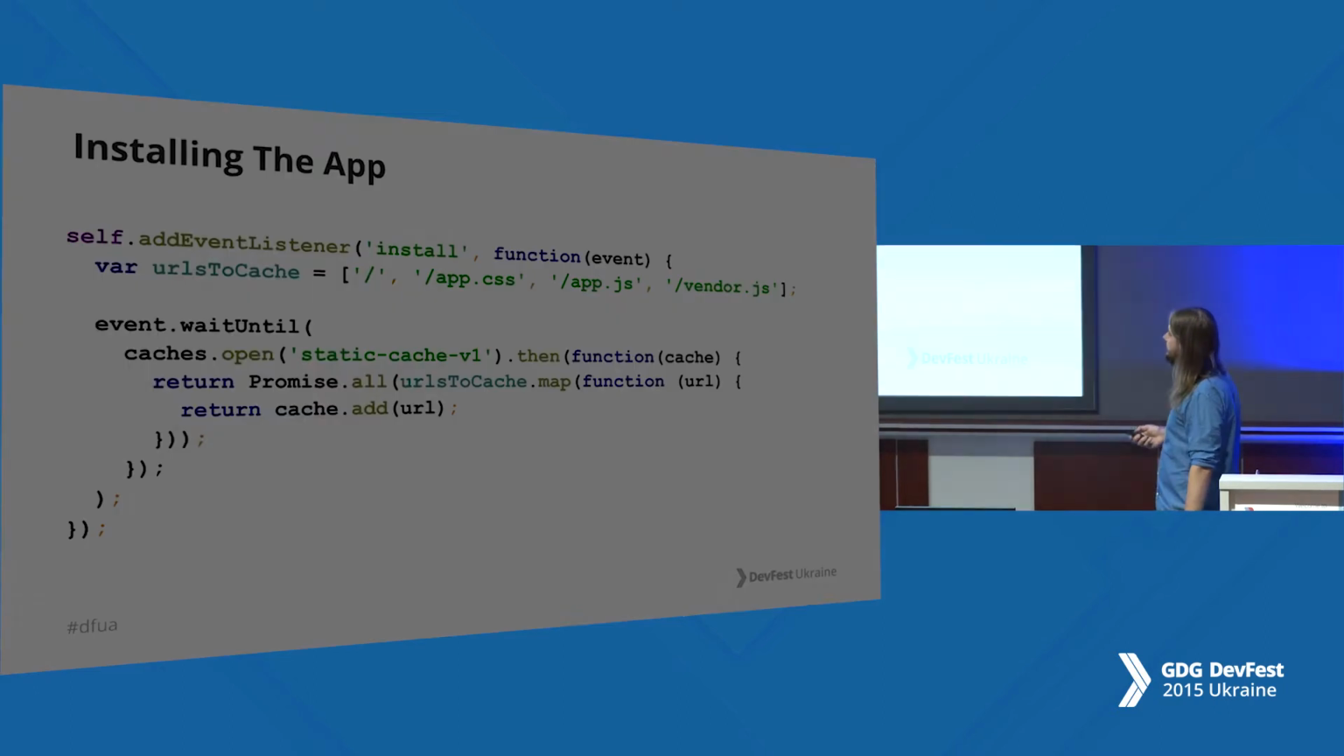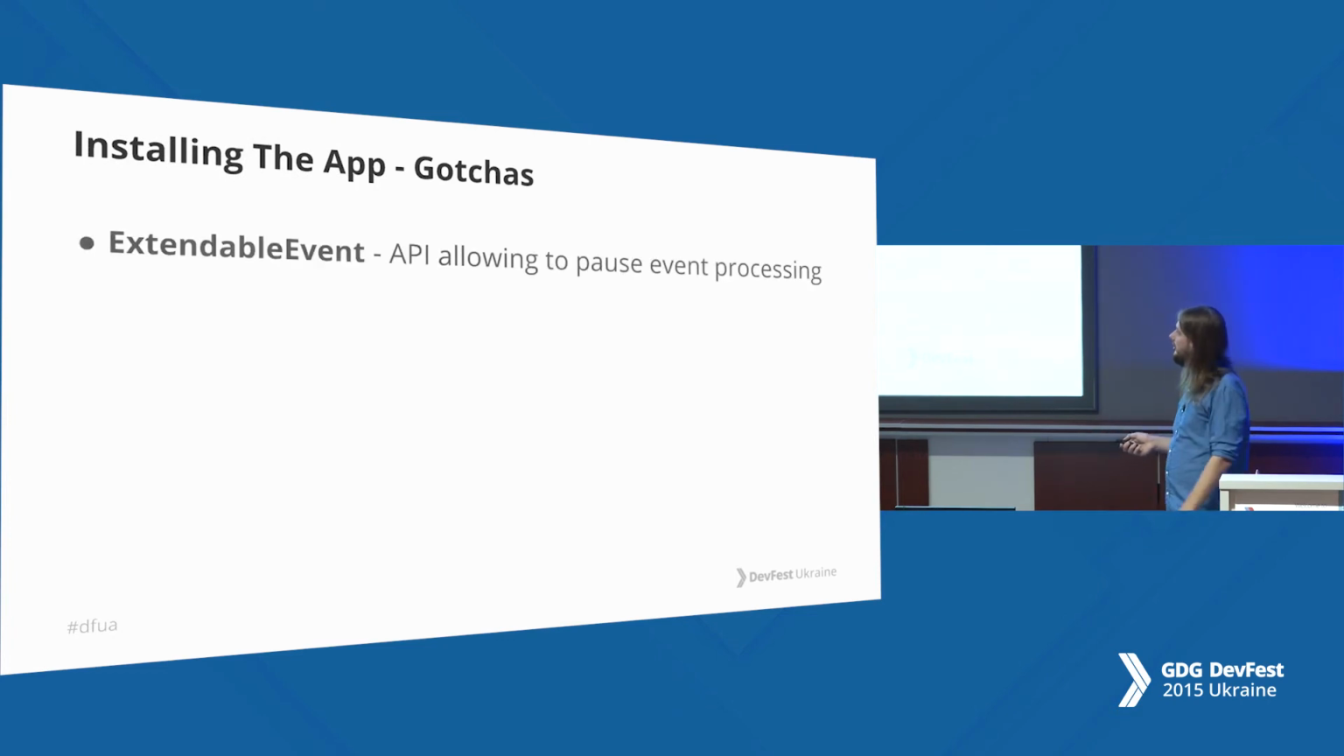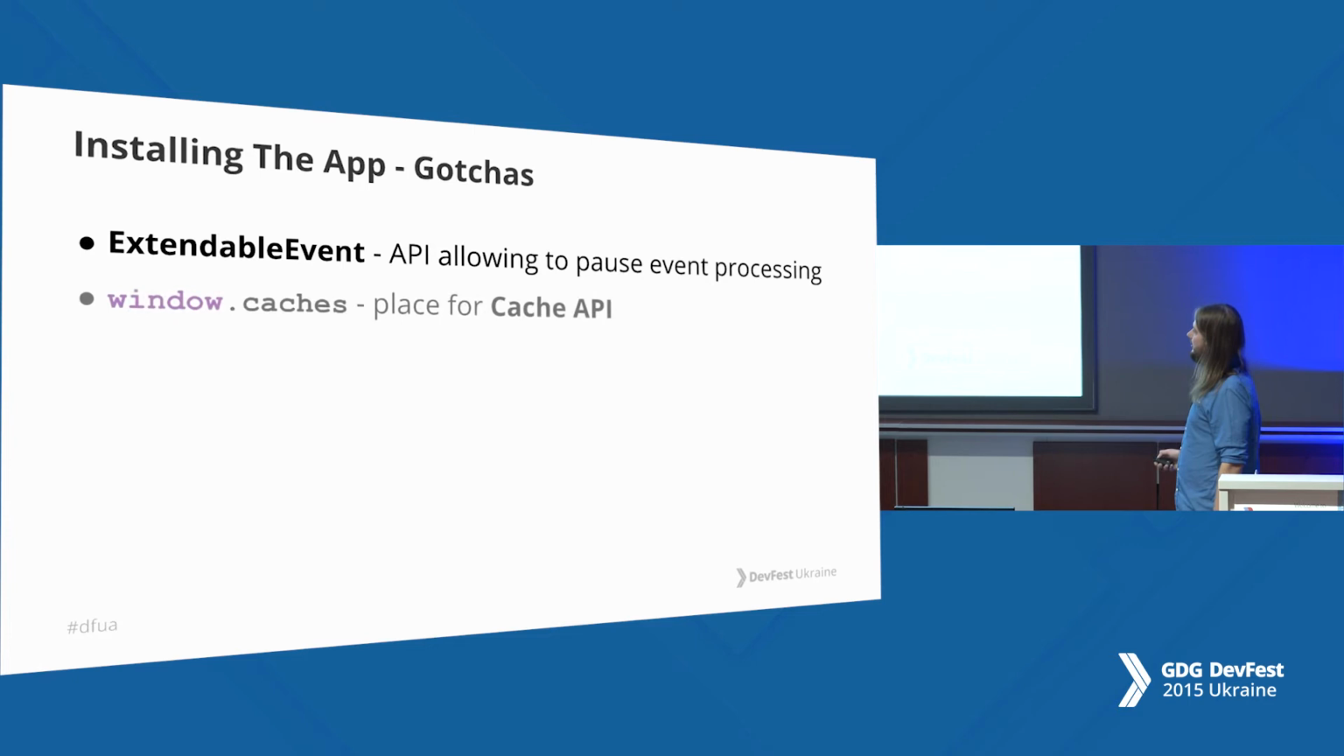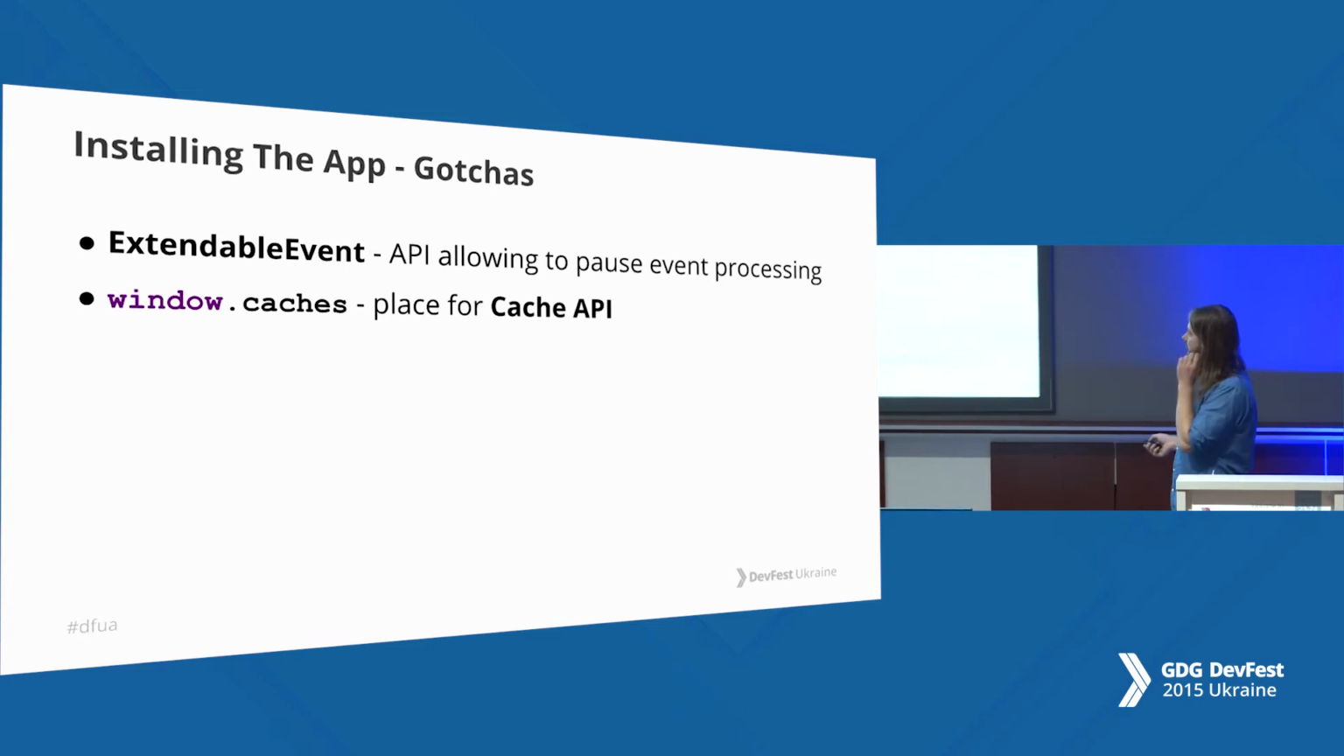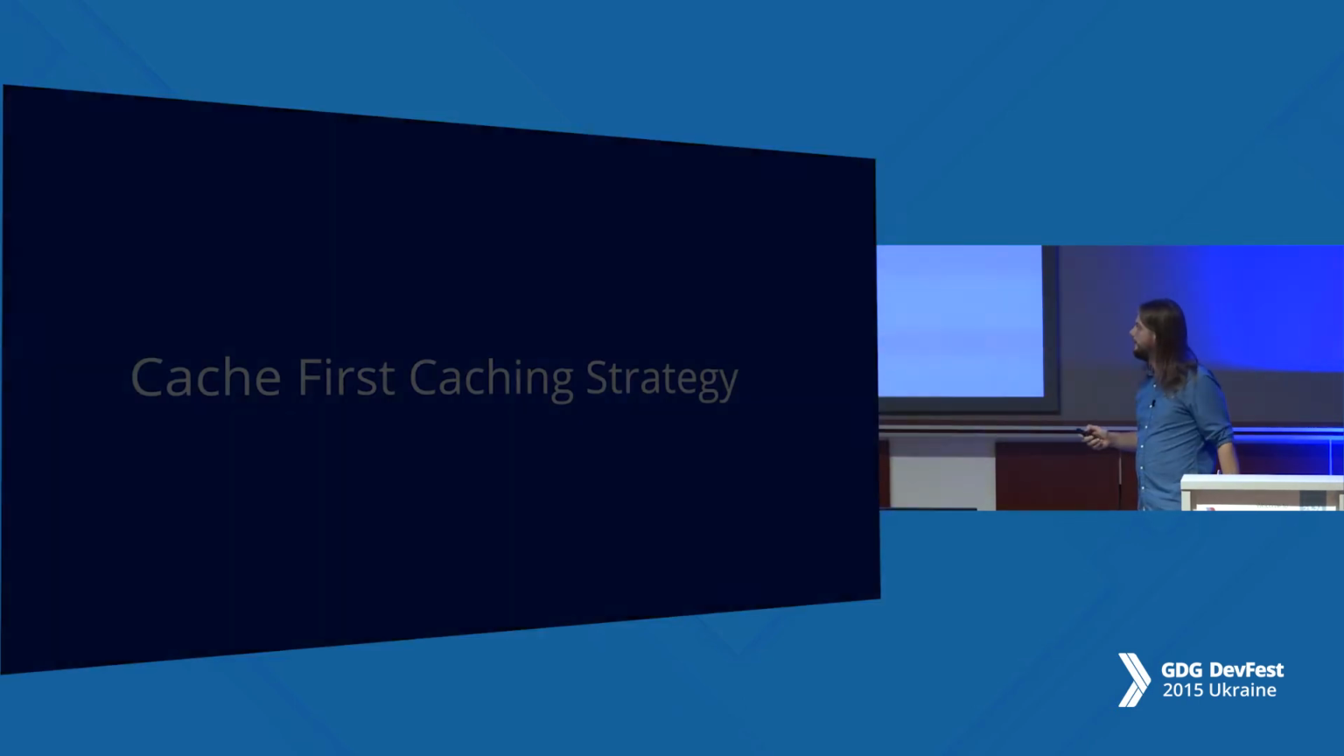Well, what are the main points, what gotchas here? Extendable event. Yeah, it's a completely new approach, a completely new API that comes together with service worker. I must say, a lot of new APIs come with service worker. So one of them is the extendable event. So you can pause event processing with event.waitUntil. The next one is window.caches, the place for caches. Cache API is also a completely new API that comes together with service worker.